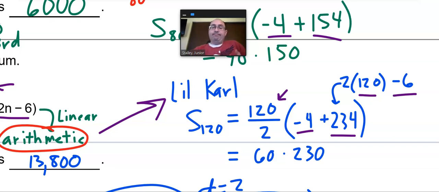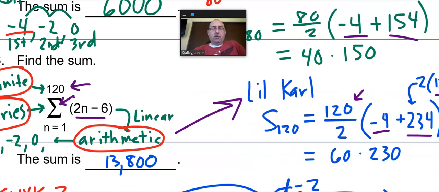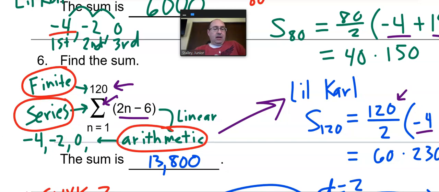And now you can plug it into the calculator. 60 times 230 ends up giving me 13,800.